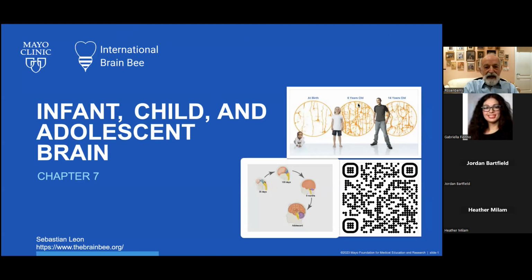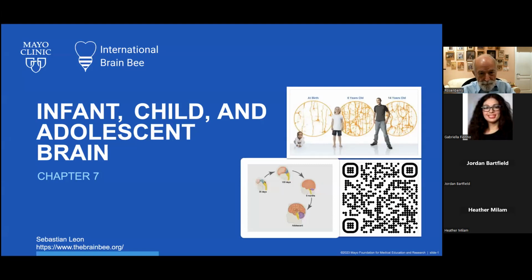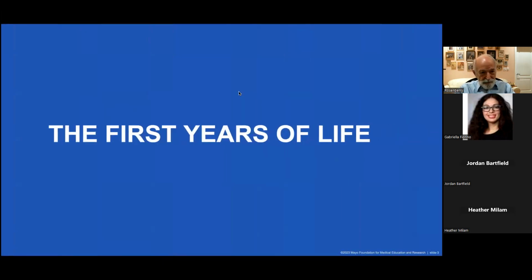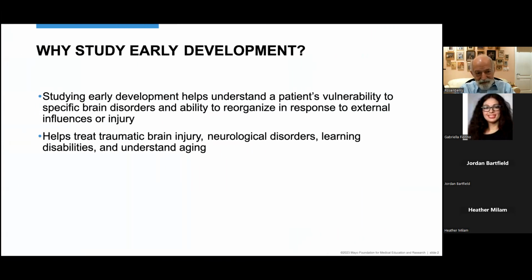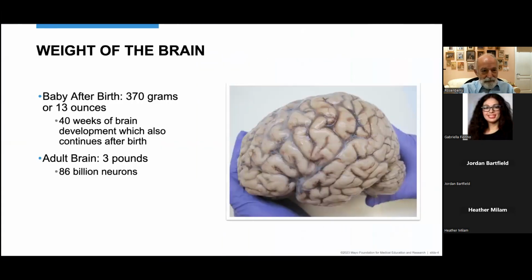So we're now into the adolescent brain and the infant child leading up to adolescence as well. Why study early development? The first years of life. Let's go on to the next slide. After a baby is born, its brain is only 13 ounces, and development continues until in the adult it's 3 pounds. So it's quite a 5 or 6-fold increase. Next slide.